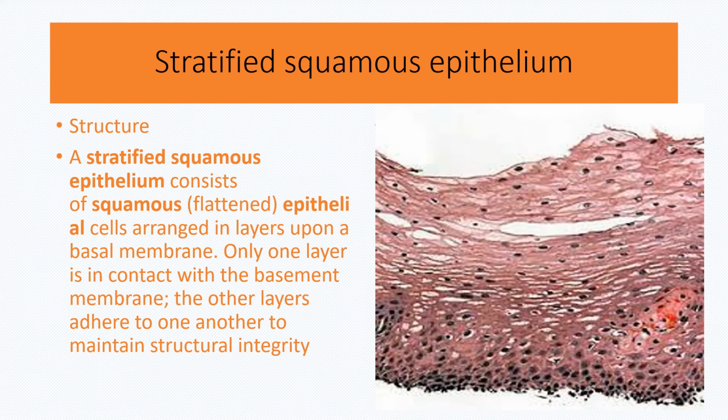Stratified squamous epithelium. These tissues are made up of layers of flat cells. They are designed to protect underlying layers. It makes up the outer layer of skin and lines the mouth.